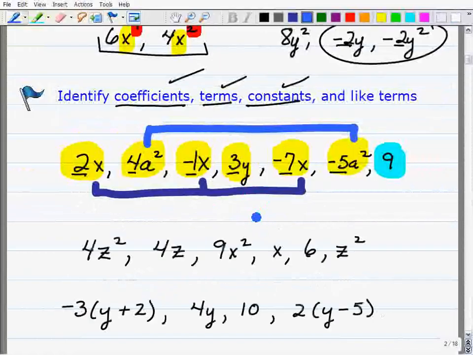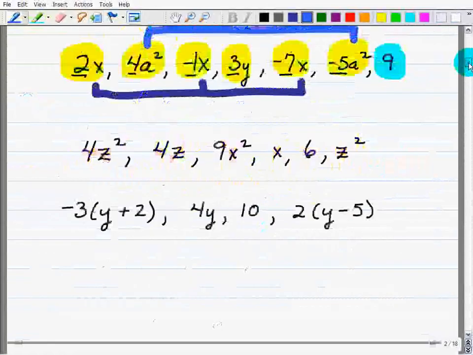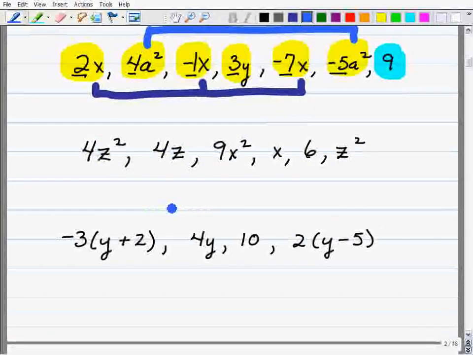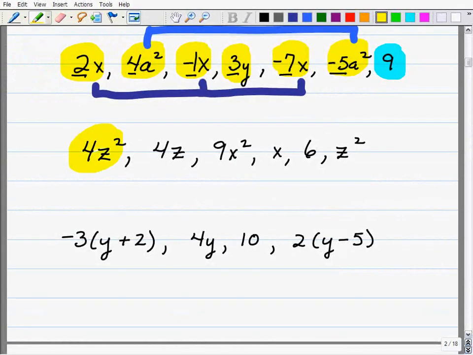All right, so let's go down here. Let's practice this again. Well, maybe you already got this, but it's good just to practice this. Make sure you really understand this. It's extremely important. Okay, so term, term, term, term, constant, and term. All right, they both have a coefficient and a variable. That's what makes them a term.